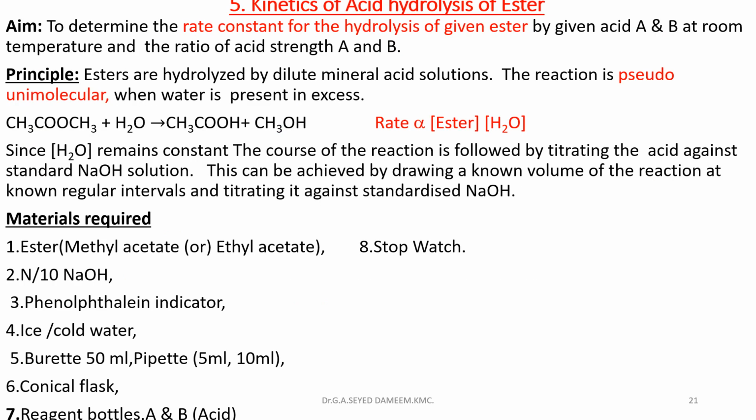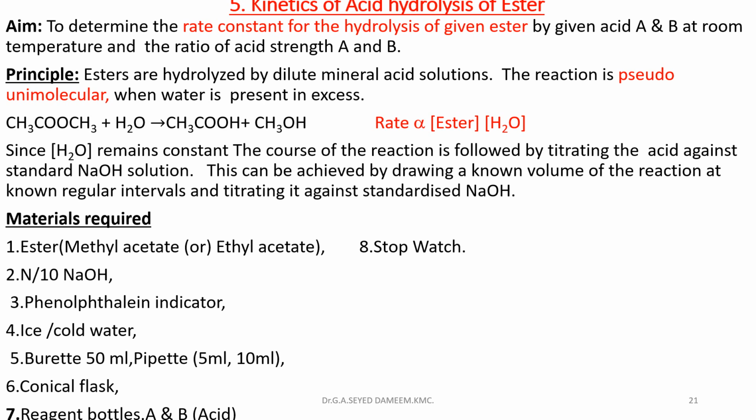Next, the fifth experiment is the kinetics of acid hydrolysis of ester. The aim of the experiment is to determine the rate constant for the hydrolysis of a given ester by acid A and acid B at room temperature, and the ratio of acid strengths of A and B. Students are given two acids separately, acid A and acid B, and by studying the kinetics of hydrolysis of ester by acid A first, followed by acid B, one can determine the ratio of acid strength of A and B. That is the aim of the experiment.